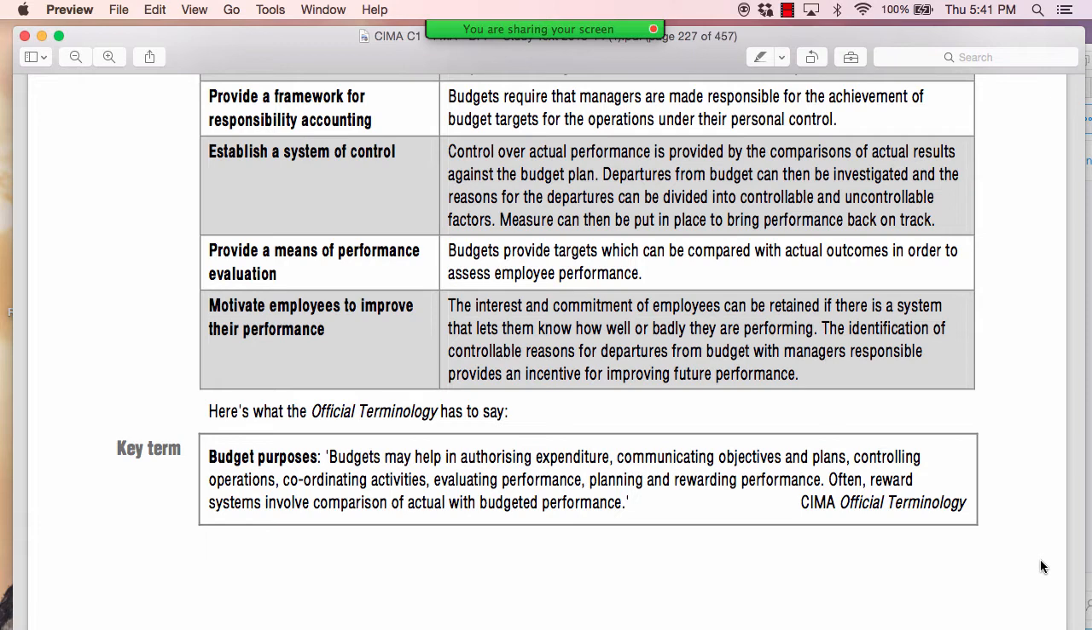Often reward systems involve comparisons of actual with budgeted performance, right? Now, don't think that budgeting is really a fantastic thing. It has no issues related to it. There are certain issues as well. There are merits as well as demerits, but I think the merits are far greater than the demerits. But you should be aware, budget is not that silver bullet that will solve all your problems. It is certainly a tool that needs to be used, and in a very intelligent way. If you use it properly, it can give you a lot of advantages.